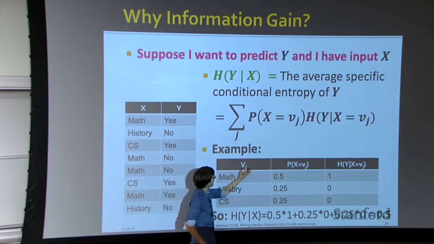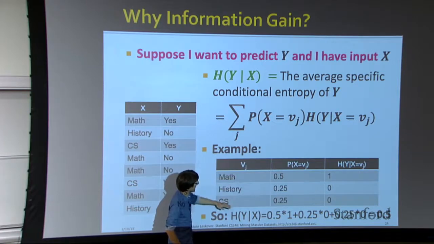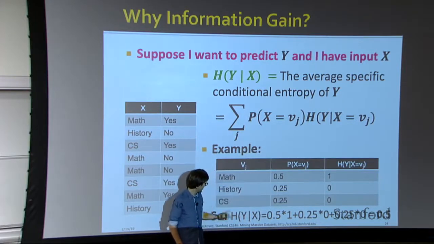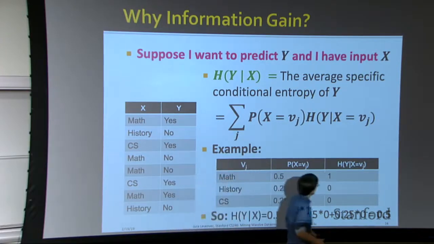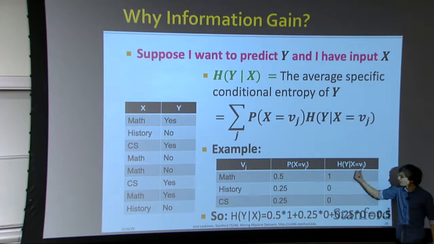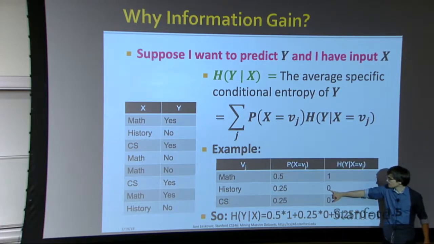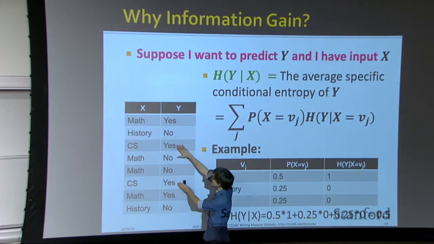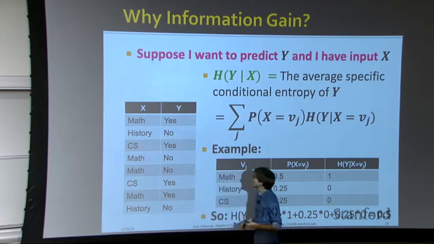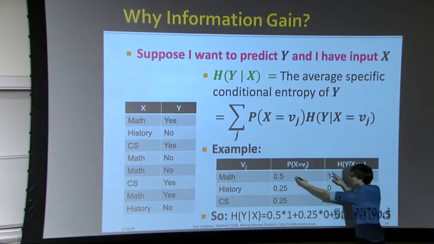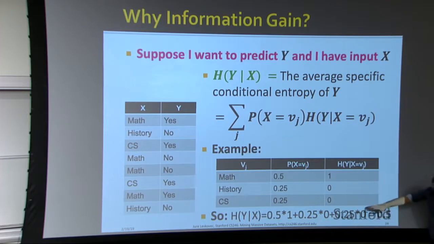To give you an example, given my data set, here is the value V for X: math, history, CS. This is the prior probability of X. Half of the time people major in math, quarter in history, and quarter in CS. And then these are the specific conditional entropies of Y given that X takes that value. We already computed it for math. I computed it for history. And then for CS, I only look at the records for CS. As we all know, CS are very romantic people, so they all like this movie, with entropy zero. So now if I multiply these things together in this weighted average, I get the conditional entropy of Y given X to be 0.5.